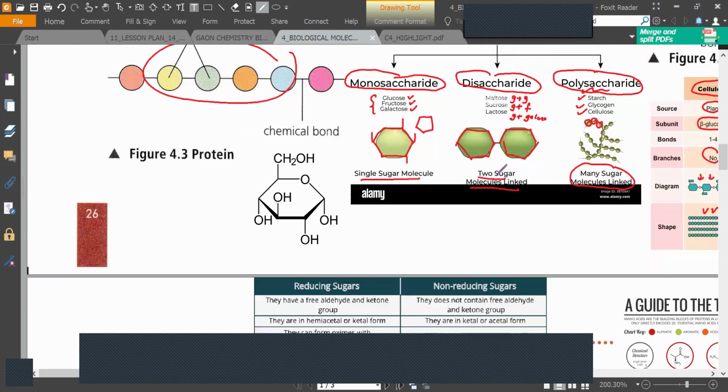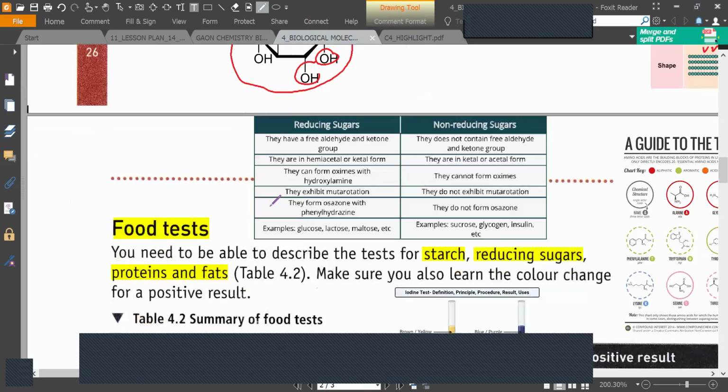Just now, the sugar molecule looks kind of like this. So when we have glucose, fructose, galactose, the side group will be slightly different. Okay, next.